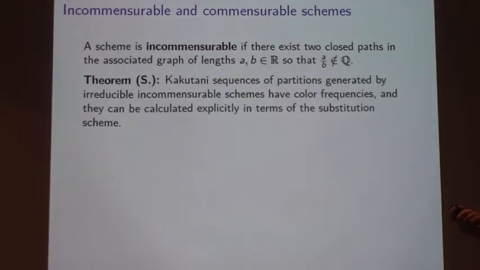So my theorem says that these sequences of partitions that are generated by incommensurable schemes have color frequencies. And not only do they have color frequencies, these can actually be calculated explicitly in terms of the graph.